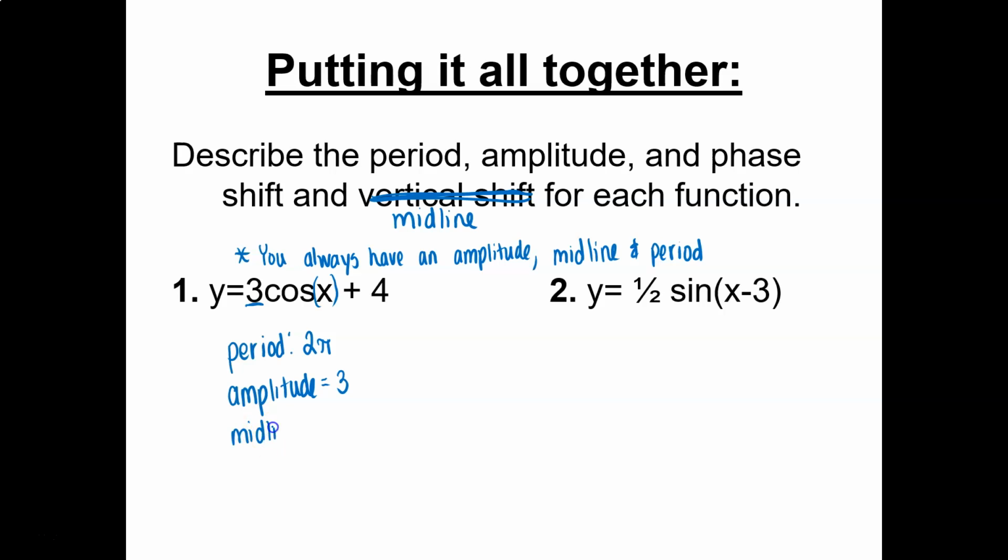Our midline is going to change with our shifts up and down. So that's this number at the end. Our midline would be y equals 4. We want to put y equals because it's the equation of a line. And then for this one, do we have a phase shift? Is it shifted to the left or right? No, because we don't have any numbers inside of that parentheses there. So our phase shift is none. And phase shift should be the only thing you ever say none for, out of these 4 things that you're looking for.